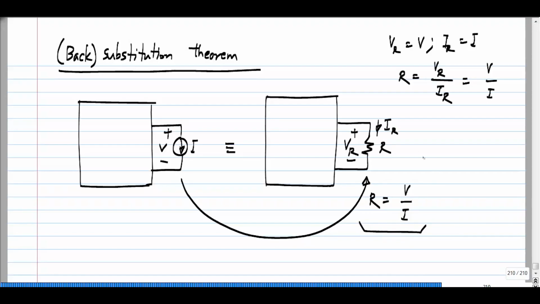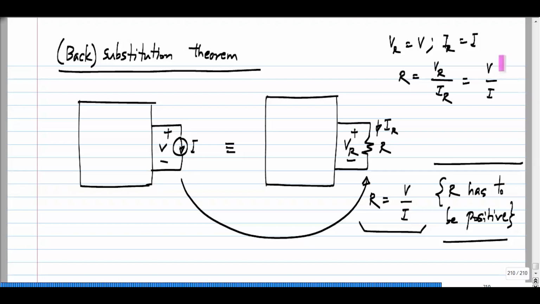Now, the one condition is that this resistance has to be positive. So, this is a sufficient condition. It turns out that if you substitute current sources which are dissipating power with positive resistors, the substitution always works, meaning none of the voltages and currents in the circuit will be altered. Now, the other way around, when the current source is generating power, which corresponds to an equivalent negative resistance, that sometimes works, but for now we will just restrict that.